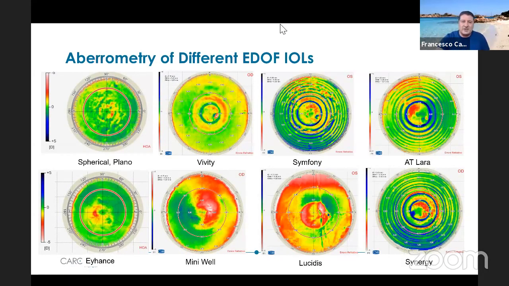Because if we start from this lens, that is a spherical lens set to plano, and as I said, this is just background noise, and we compare this dioptric power measurement to that of a diffractive IOL, like here, well, it's kind of obvious to understand how these patterns deliver more halos and night vision problems than a monofocal lens.